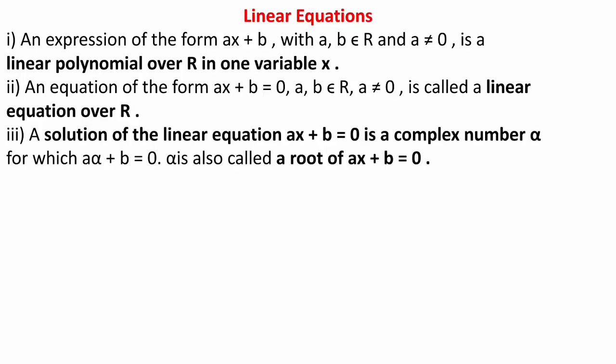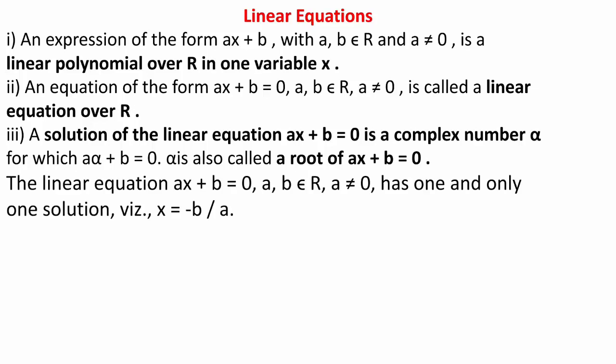A solution of the linear equation ax plus b equal to 0 is a complex number alpha for which a alpha plus b equal to 0, then alpha is also called the root of the equation ax plus b equal to 0. The linear equation ax plus b equal to 0 has one and only one solution, that is x equal to minus b by a.